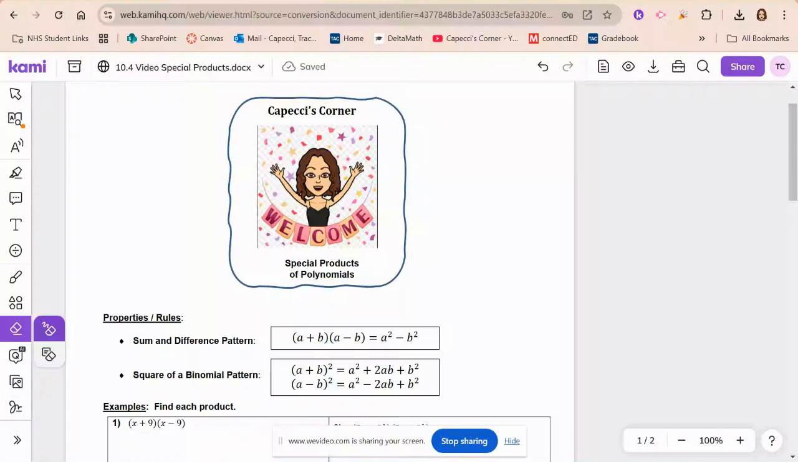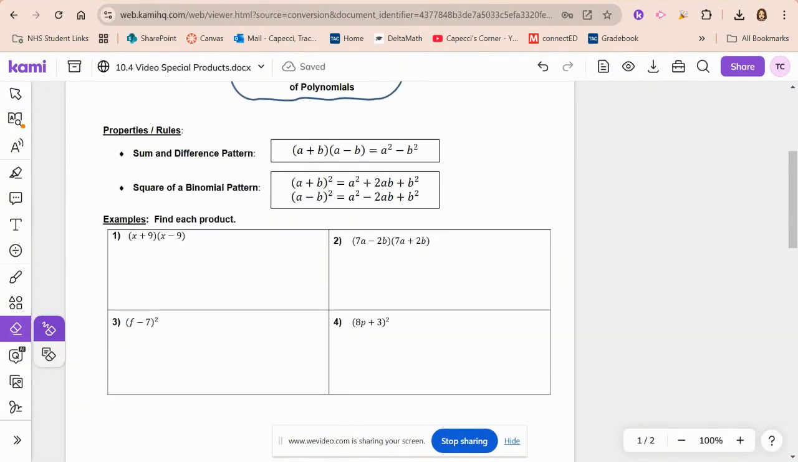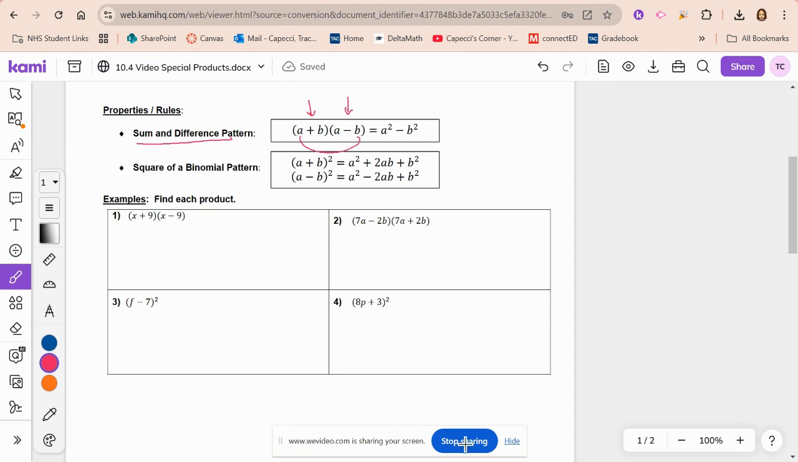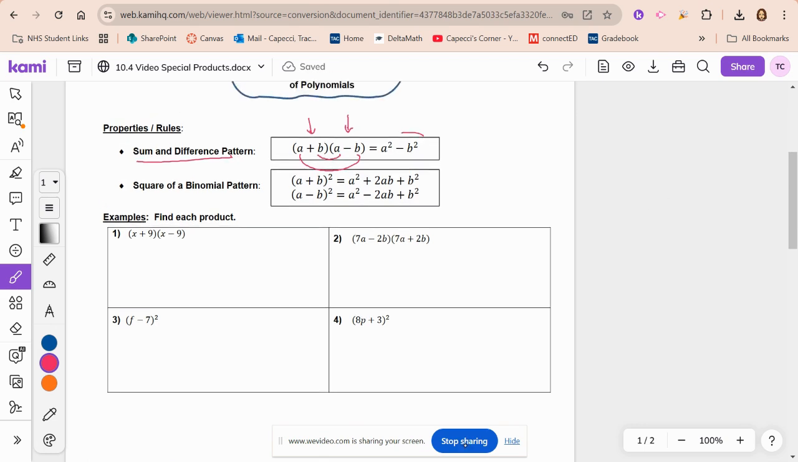Today in Capechi's Corner, we're going to look at special products of polynomials. We have two different patterns we're going to look at today. The first one is called the sum and difference, and that happens when we have the same exact binomial, but the signs are opposite. When we multiply our outside terms and our inside terms using FOIL, they will zero out. So this is what the result is. We don't have a middle term there.